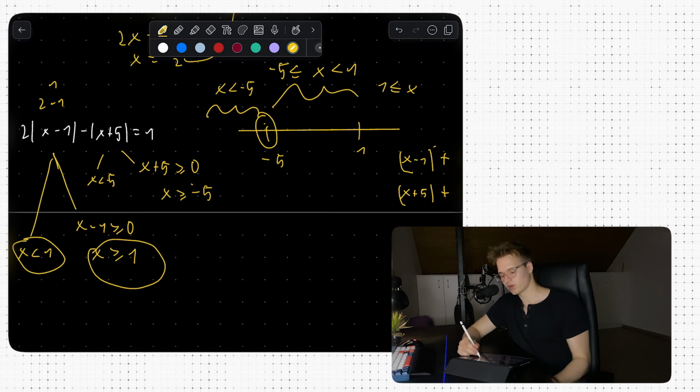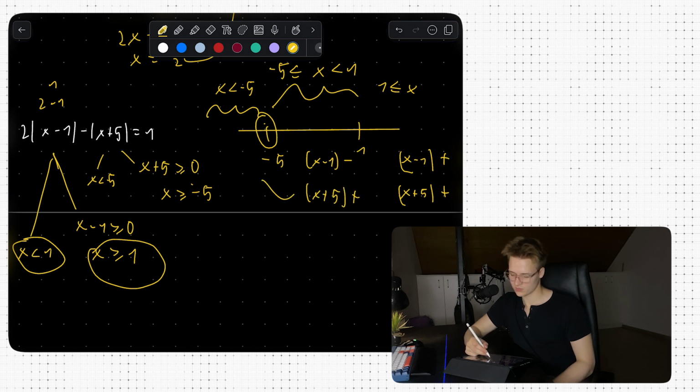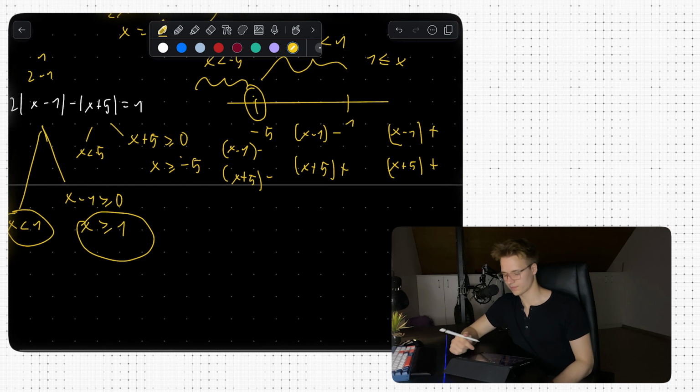Then when we go over 1, this one's going to change signs. So x minus 1 becomes negative, and x plus 5 remains positive. And when we change over to -5, this one's going to change signs as well. So x minus 1 is negative, and x plus 5 is also negative now.